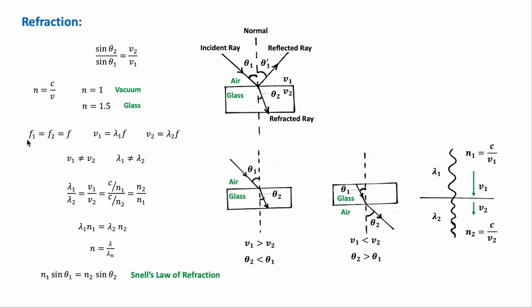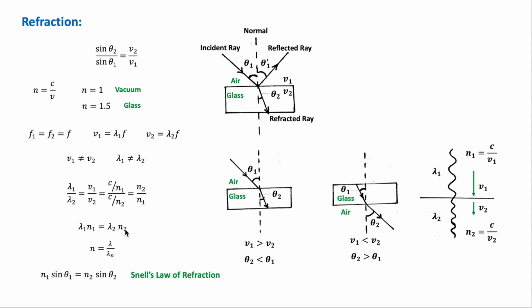So we have F1 is equal to F2 is equal to F, and V1 is equal to lambda 1 F, and V2 is equal to lambda 2 F. Because V1 is not equal to V2, it follows that lambda 1 is not equal to lambda 2. And if we divide lambda 1 over lambda 2, we get V1 over V2 equal to C over N1 over C over N2, and is equal to N2 over N1. And this gives this expression.